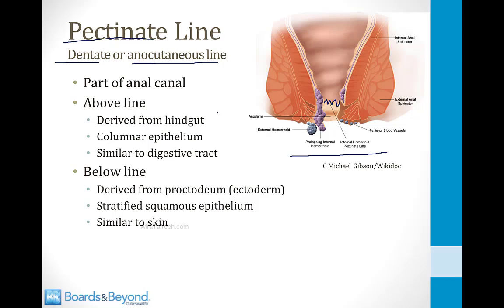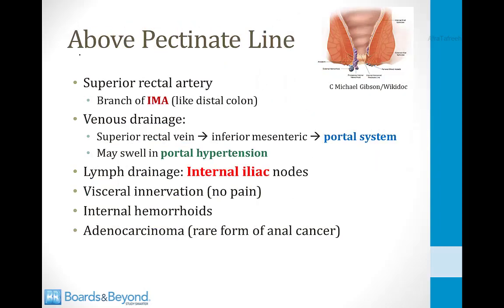This line is very important anatomically because the structures above the line are different from the structures below the line. The GI tract above the line is all derived from the hindgut. It contains columnar epithelium just like other epithelium in the digestive tract. It's similar to the colon and other structures. Below the line, everything is derived from the proctodeum, which is portions of the ectoderm. This is very similar to skin. It's stratified squamous epithelium. So you have different tissue types above and below the pectinate line. This is important clinically because the anatomy and the pathology above the pectinate line is different from that below.